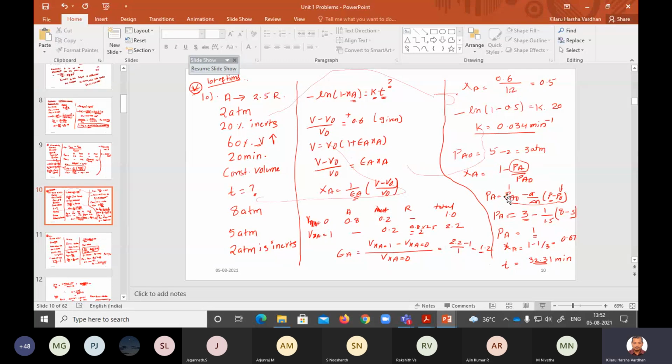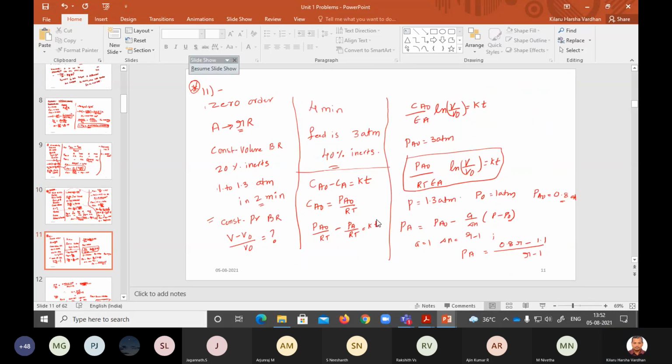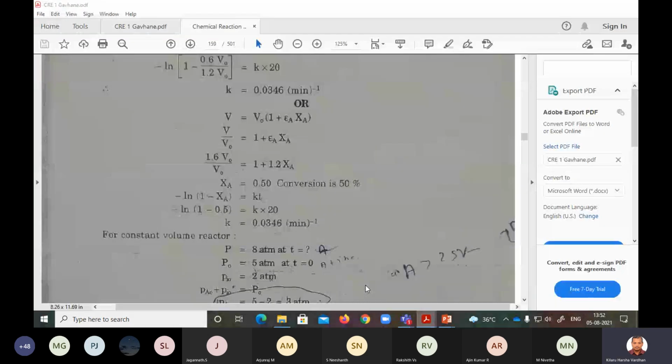Any other doubt? This is a very important problem. A lot of times they asked. So let us do one more problem. It's a zero order reaction.